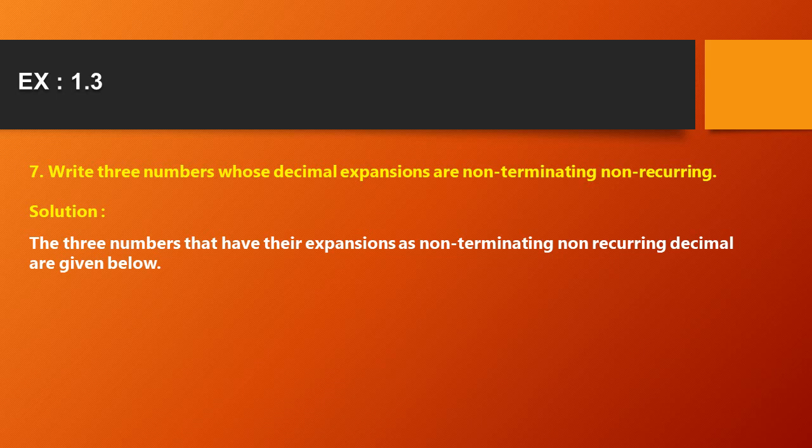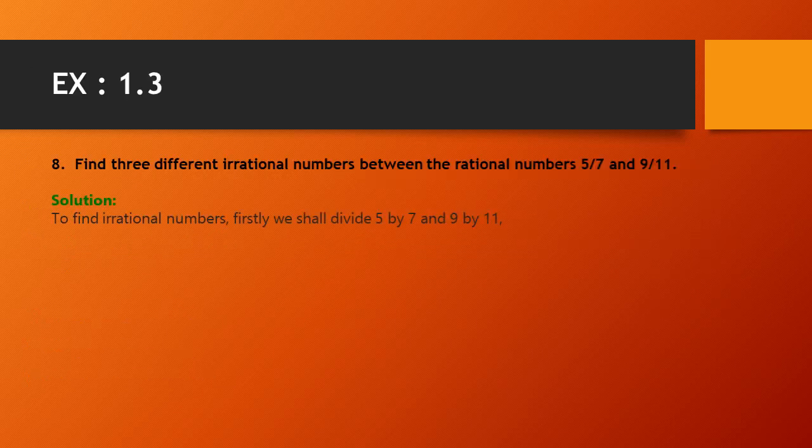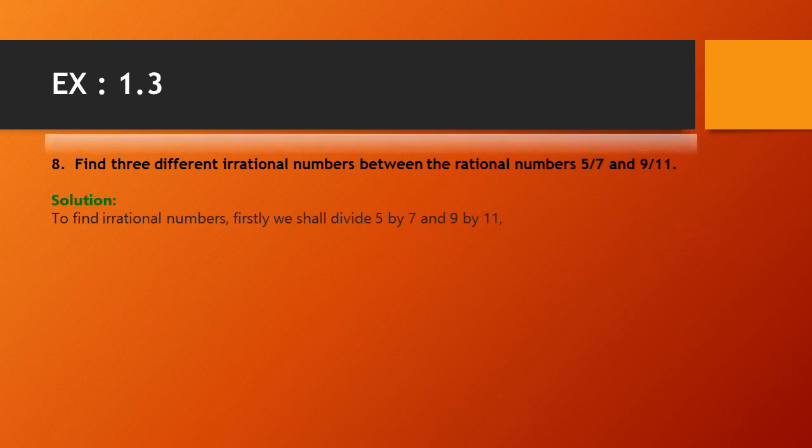The digits never repeat. Here I have given 3 numbers that have their expansions as non-terminating, non-recurring decimals. By seeing these 3 examples, you can observe that the digits in the decimal expansion never repeat and never terminate. Hence, we can conclude that these 3 numbers have their expansions as non-terminating, non-recurring decimals. Solve question number 8 in exercise 1.3.